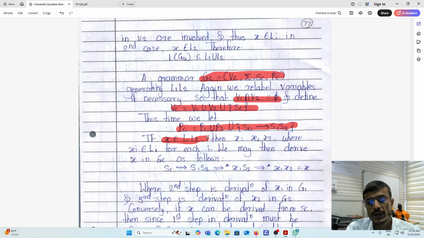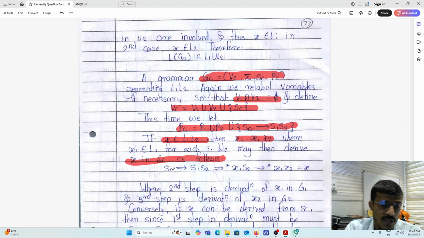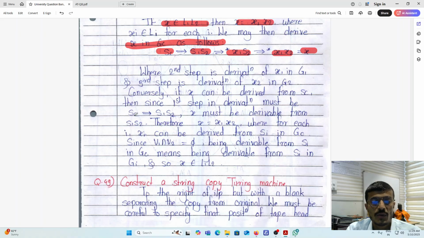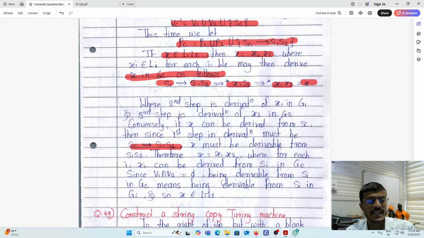So if X belongs to L1 L2, then X equals X1 X2, where Xi belongs to L of Gi, and for each i we may then derive X in GC as follows. So SC gives S1 S2, then X1 S2. Again S2 is replaced by X2, that is X1 X2, and finally it gives you X, and hence you can write that SC goes to S1 S2. So that is for union and concatenation.